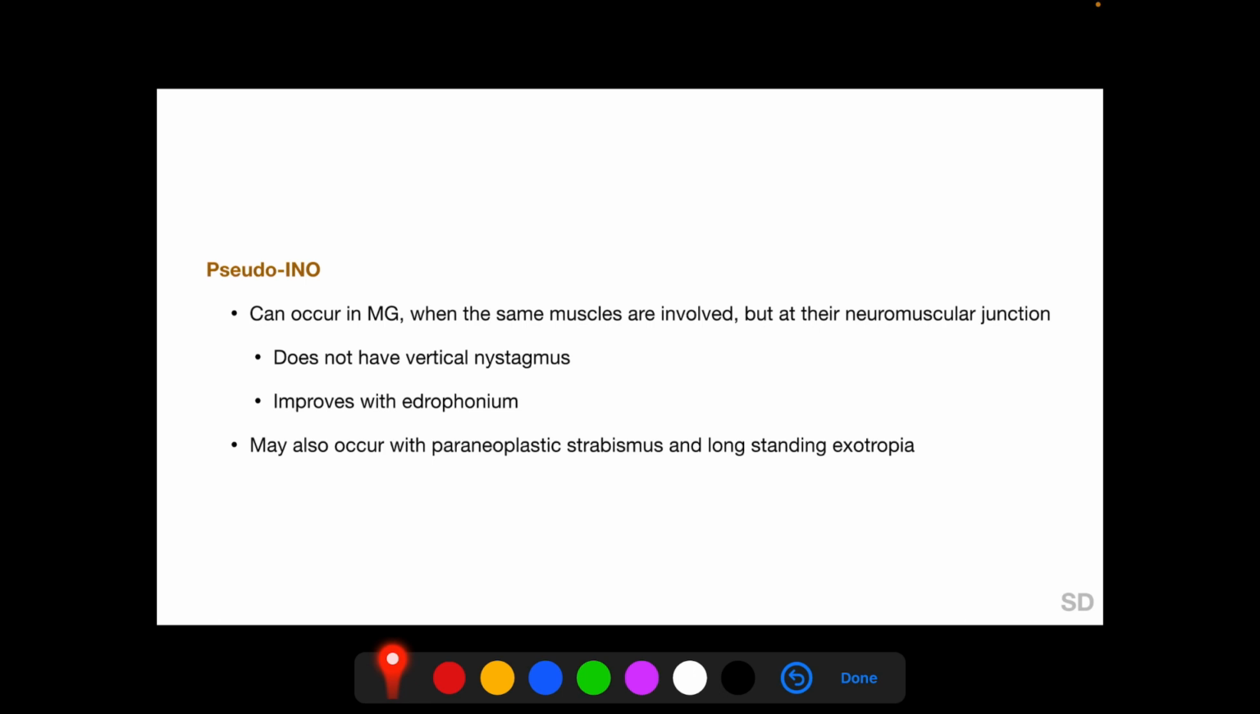A pseudo-internuclear ophthalmoplegia can occur in myasthenia gravis when the same muscles are involved but at their neuromuscular junction, and pseudo-INO from myasthenia gravis does not have vertical nystagmus or vertical strabismus and improves with edrophonium. Pseudo-INO may also occur with paraneoplastic strabismus and long-standing exotropia.